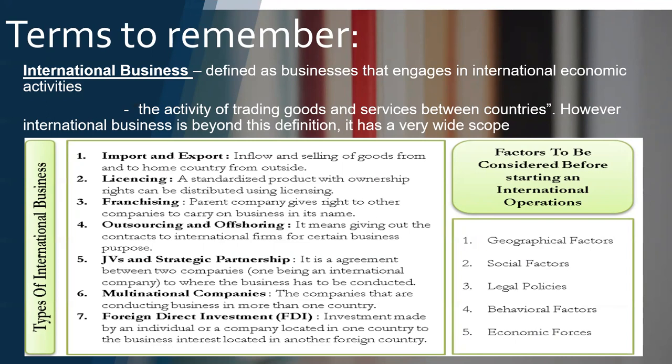Outsourcing and offshoring. This is very familiar to you because of your subjects in BPO or S&P 4 and S&P 5. It means giving out a contract to an international firm for certain business purposes. Then JVs and strategic partnerships. It is an engagement between two companies, one being an international company where the business has to be conducted. So it's similar to outsourcing. Multinational companies are the companies that are conducting business in more than one country. Coca-Cola products, Pepsi products.